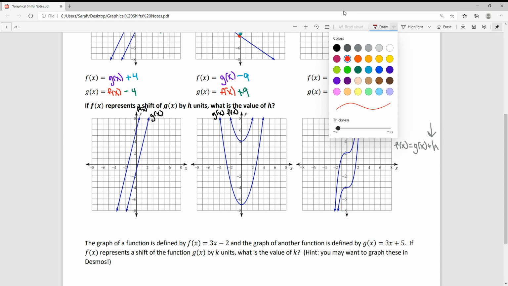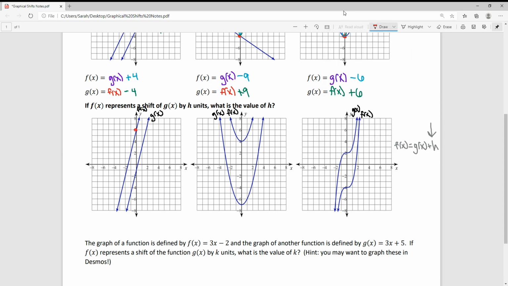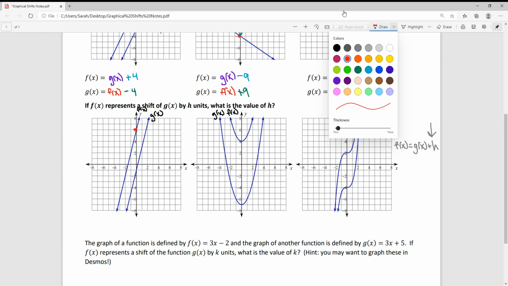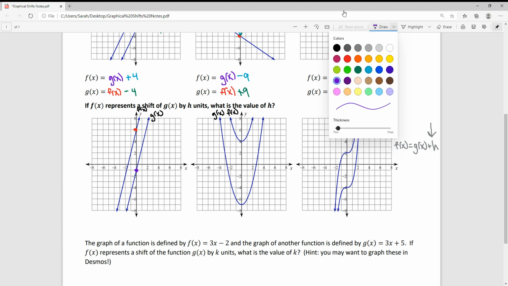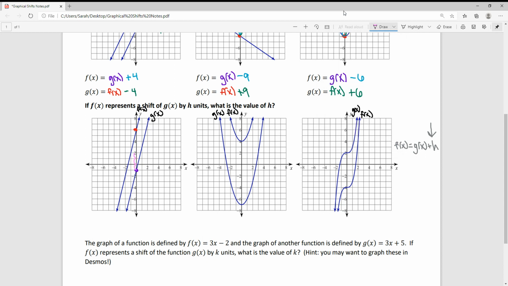So I'm going to do my labeling like I did last time. F of x, y-intercept is this red dot here. G of x, y-intercept is this purple dot down here. I'm going to count from g of x to f of x, and that will give me my h number. So I'm going to go from the purple to the red. To get from g of x to f of x, I'm going up 1, 2, 3, 4, 5, 6, 7. So I went up 7. So my h, since I went up 7, is just going to be 7.